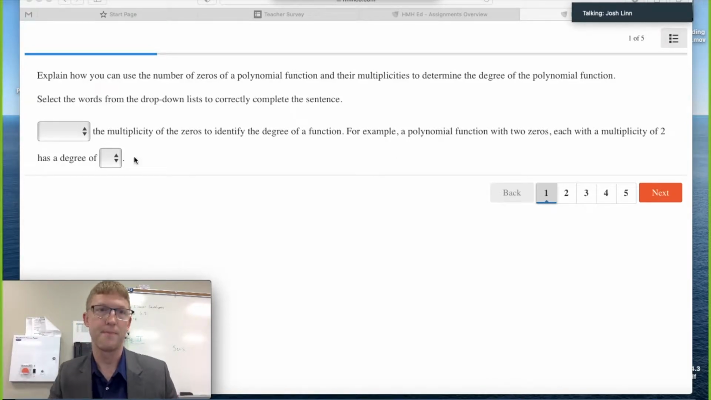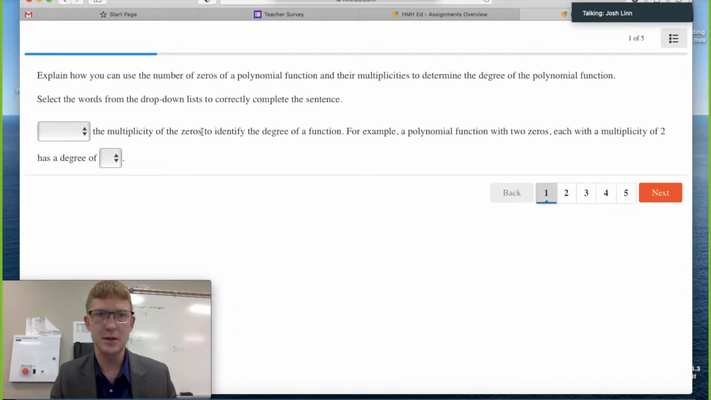I found it. Explain how you can use the number of zeros of a polynomial function and their multiplicities to determine the degree of the polynomial function. So select the words in the drop-down menu. This is basically just making sure you were paying attention.